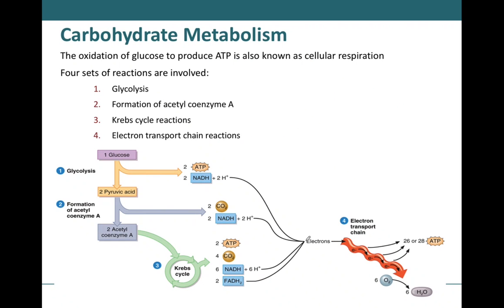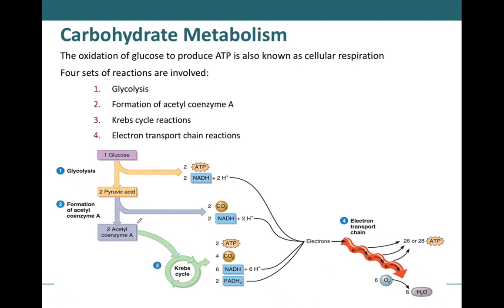So we're back to my favorite slide. I definitely recommend that you study this slide. So what we can see is that we have glycolysis, the formation of acetyl coenzyme A, the Krebs cycle, and the electron transport chain. Those are our 4 reactions that make up cellular respiration. The reactant of glycolysis is going to be glucose, and the product is going to be 2 molecules of pyruvic acid.